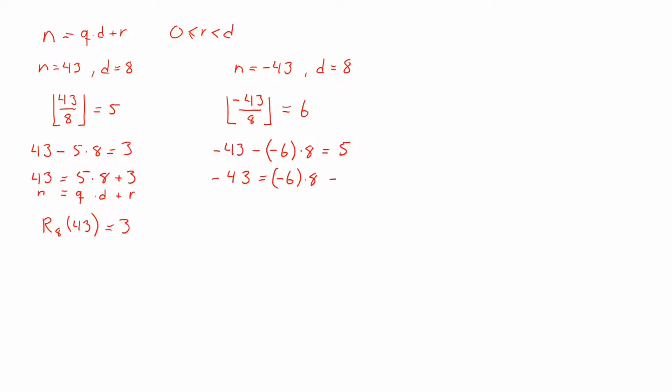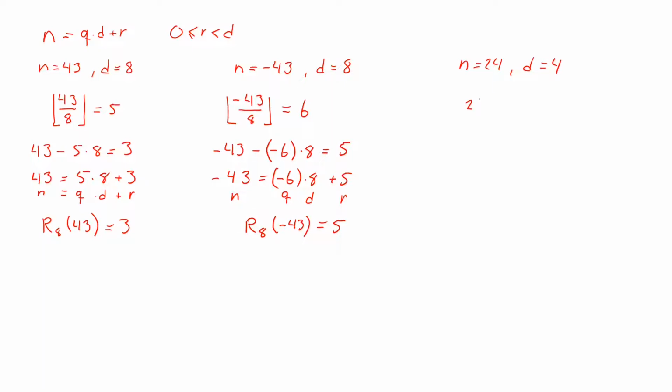times 8 plus 5. So again here we have n, we have the quotient which is minus 6, the divisor which is 8 and the remainder which is 5. So we can also write this as the remainder when we divide minus 43 by 8 equals 5. In our final example, we're going to use n equals 24 and d equals 4.